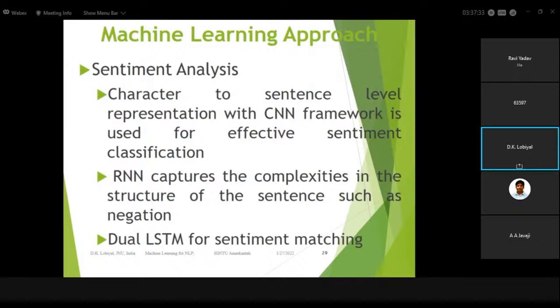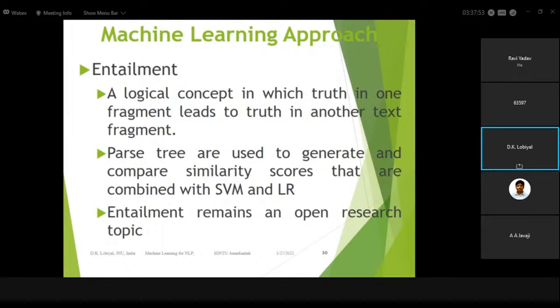And they also have dual LSTM, long short-term memory-based neural network. It's found to be very good for finding sentiment matching. Dual means two LSTMs will be used, that is what dual is. I'm just throwing these ideas, but if anybody is interested, can take on. I'll give a very good reference book.